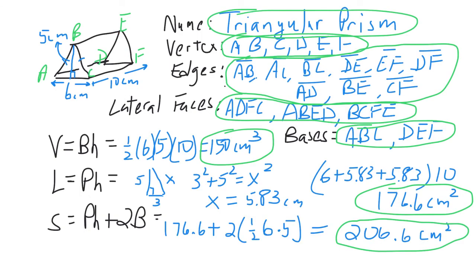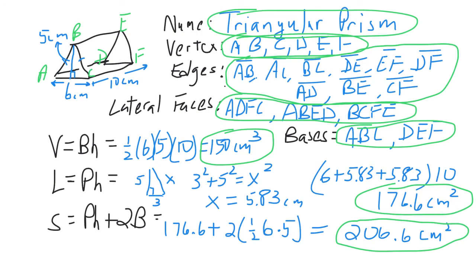All right, so in this case, the name of the shape is a triangular prism. There's the triangle. There's the other triangle. So the prism gets its name from the shape of the base. And there must be 2 bases that are identical to each other and parallel to each other. The vertex points are just A, B, C, D, E, F, with commas. Edges are segments: 3 on the front, 3 on the back, 3 connecting front to back. So there'll be a total of 9.